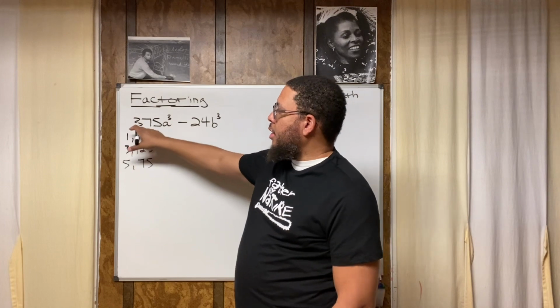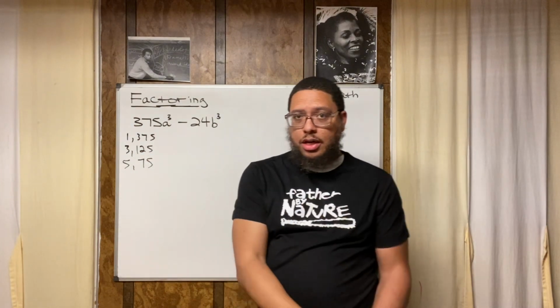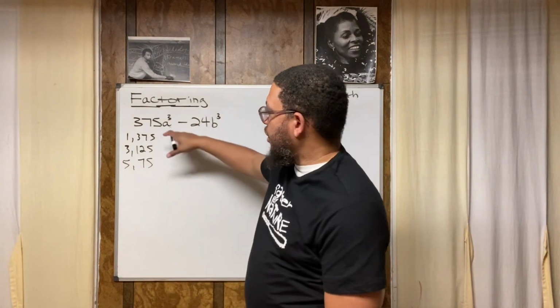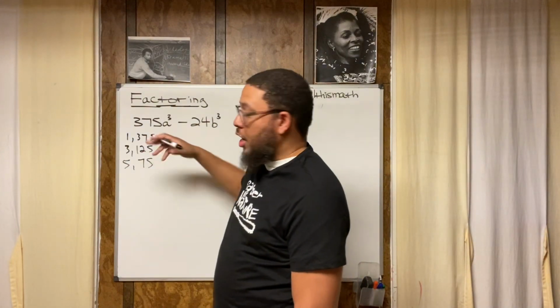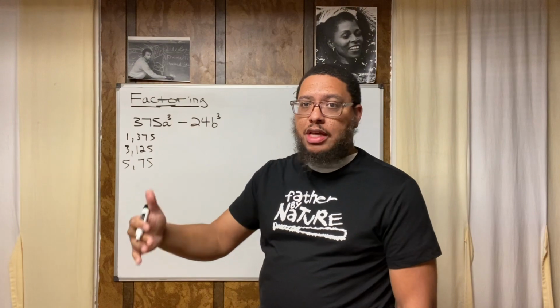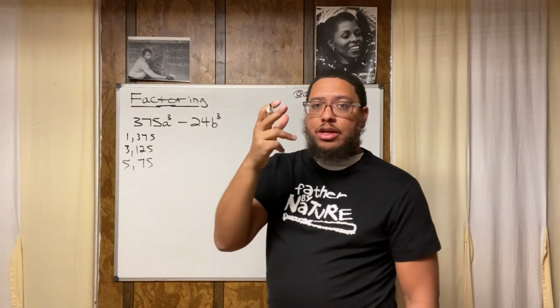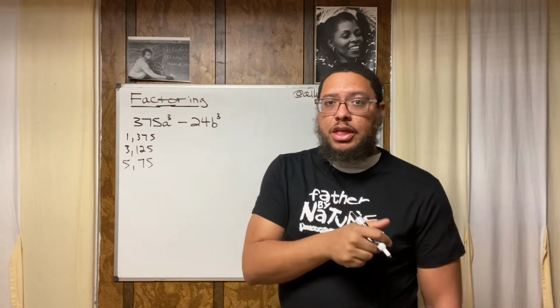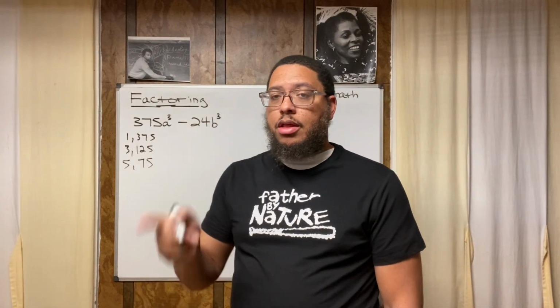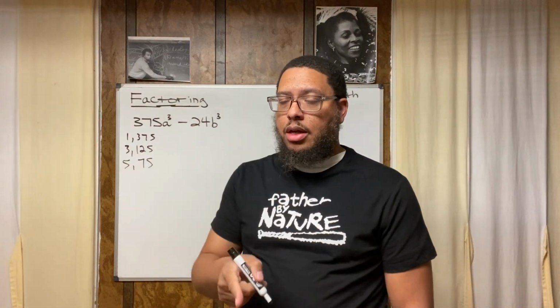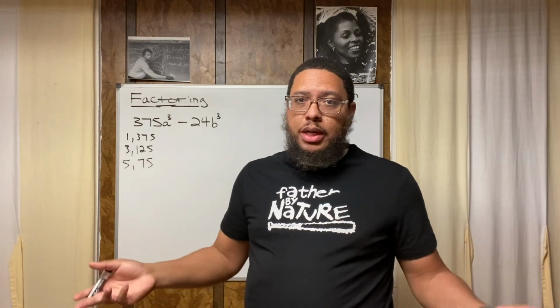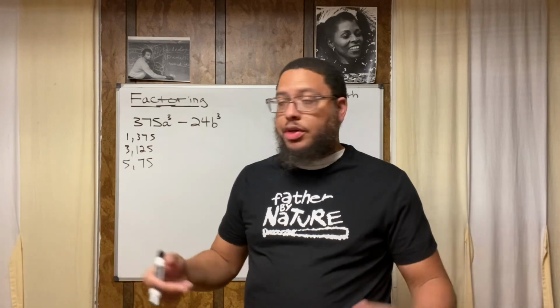You know how I know? Because if I break this up into 375, 300 over here, 75 over here, 75 is a multiple of 15 because 15 times 5 is 75. 300 is a multiple because I know 30 is a multiple. 15 times 2 is 30. Therefore, 15 times 20 must be 300. 15 $20 bills is $300. Again, 15 $20 bills is $300.